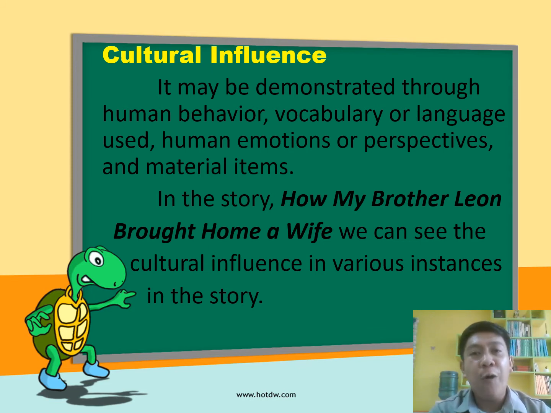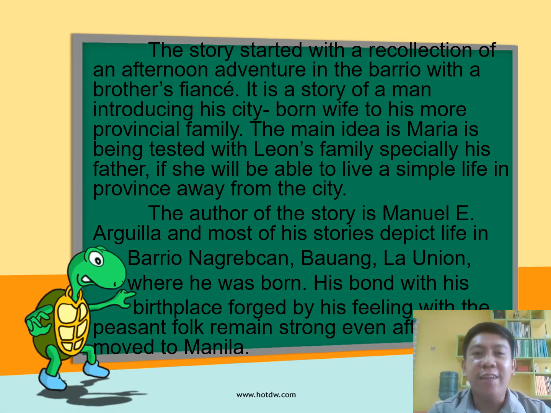In this story, How My Brother Leon Brought Home a Wife, we can see the cultural influence in various instances in the story. The story started with the recollection of an afternoon adventure in the barrio with a brother's fiancée. It is a story of a man introducing his city-born wife to his more provincial family. The main idea is Maria is being tested with Leon's family, especially his father, if she will be able to live a simple life in province away from the city.